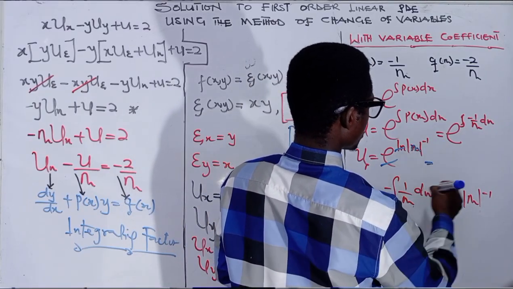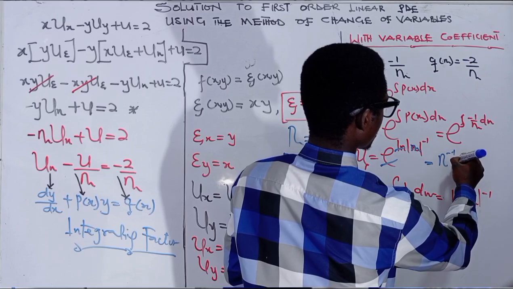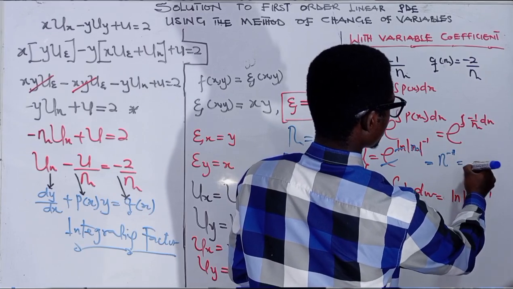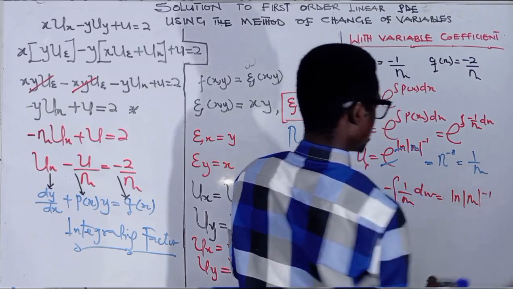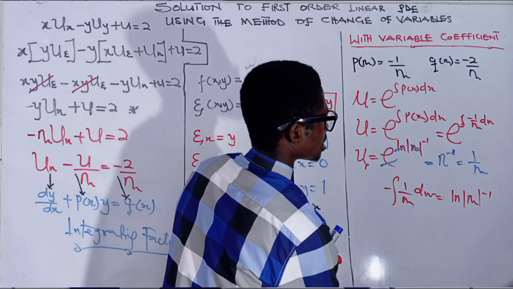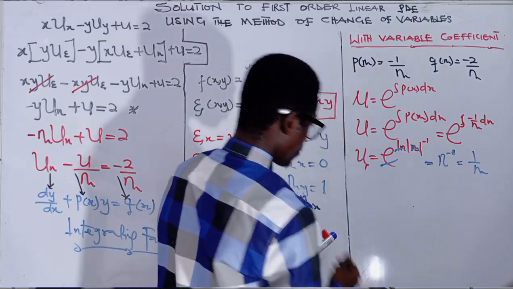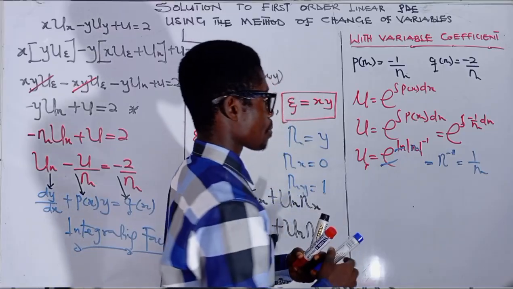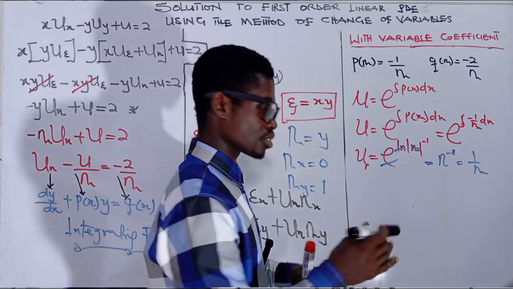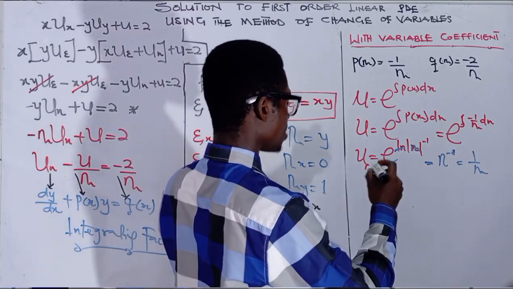This is eta. So we have eta raised to the power -1, which is the same as 1 over what? Eta. So our integrating factor is 1 over what? Eta. Now once you know your integrating factor, we find our general solution for the integrating factor.